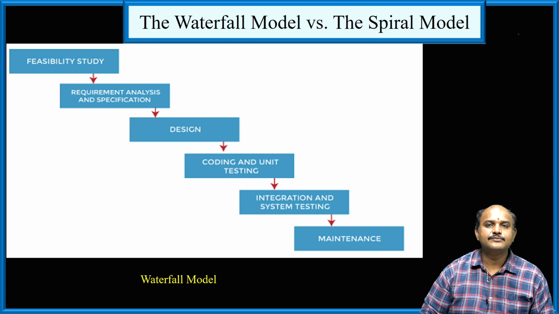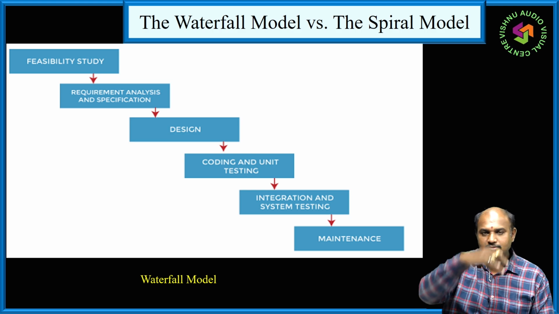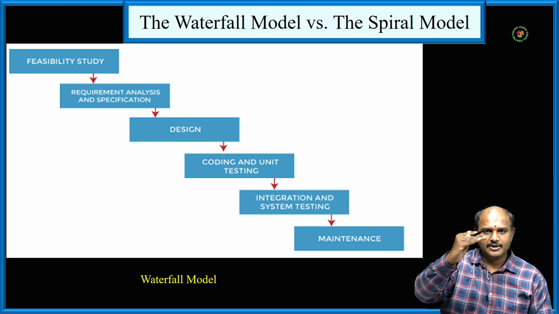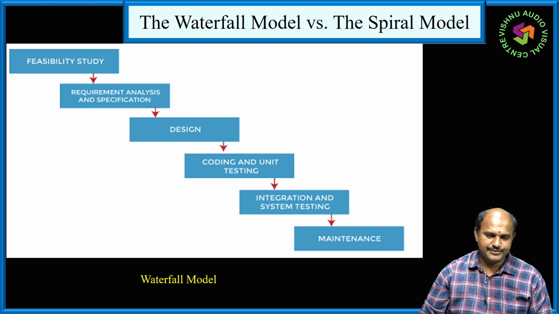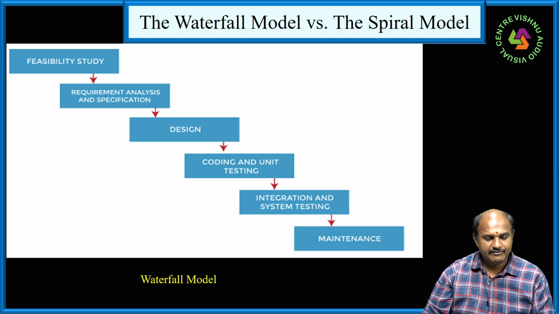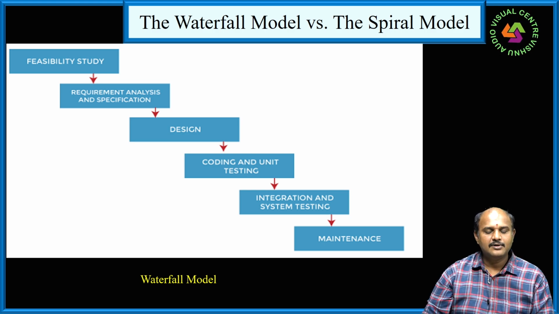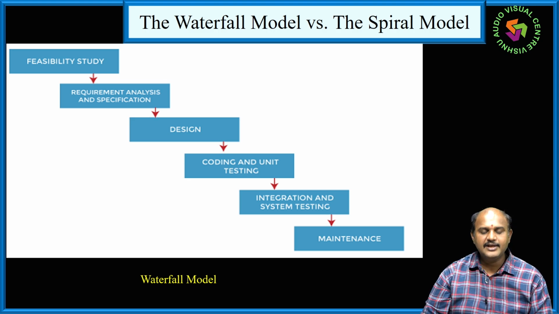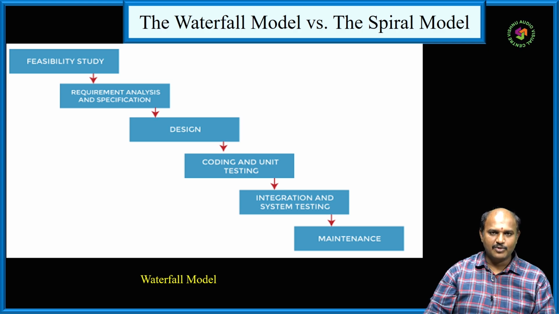The waterfall model has several steps. This is like water flowing, how water flows from top to bottom. So this is stepwise, data flows. There are several steps involved: feasibility study, second, requirement analysis and specifications, then design and coding, testing, integration and system testing, and finally maintenance. So these are the several stages in the waterfall model.